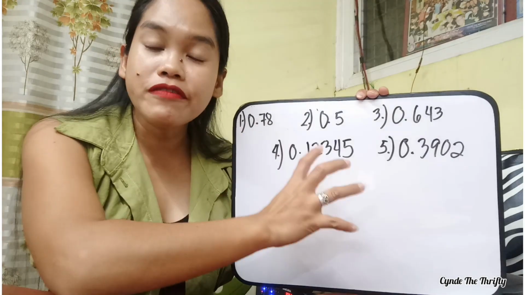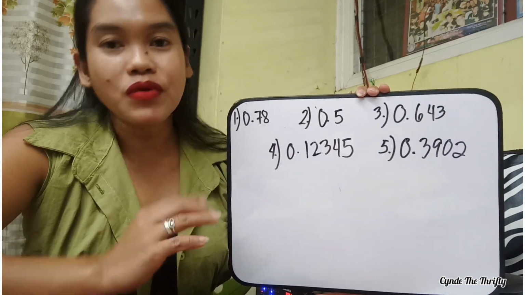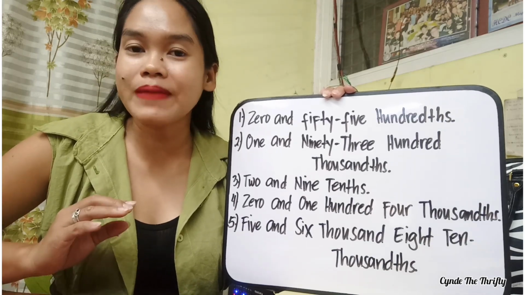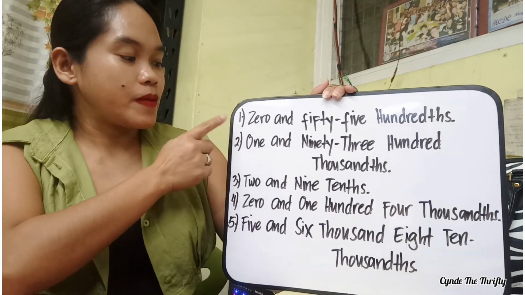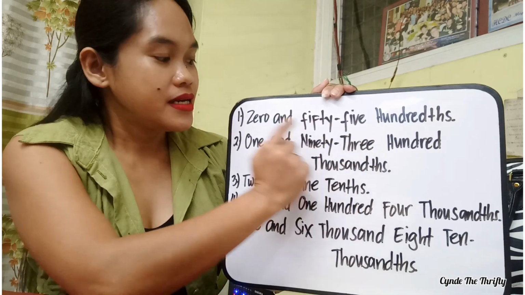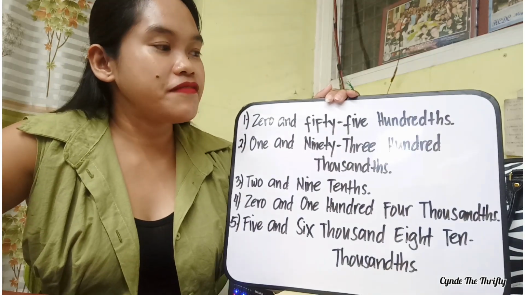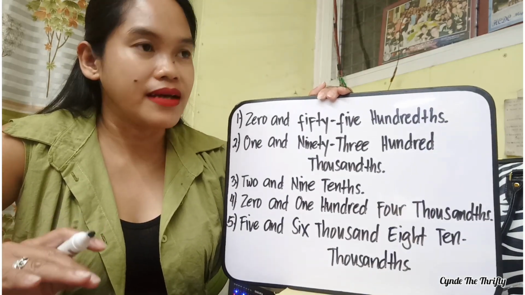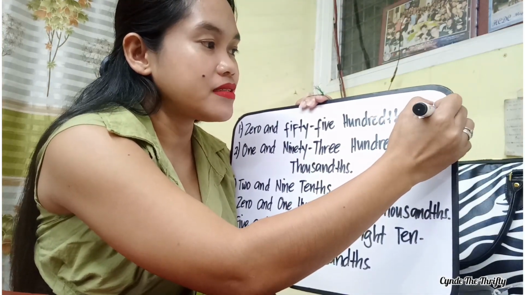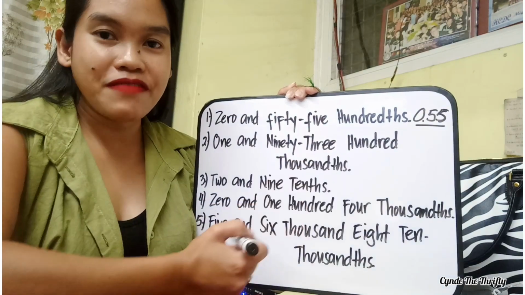Ngayon naman, ang gagawin natin is word form ng decimal numbers and pagkatapos isusulat natin siya as decimal numbers. So kabaliktaran naman yung gagawin natin. So, for example, number 1, 0 and 55 hundredths. Paano natin siya isulat into numbers? Ibig sabihin nasa hundredths place siya. So, 0.55. Kita ba? 0 and 55 hundredths.